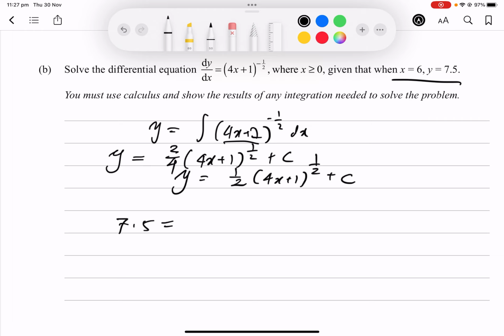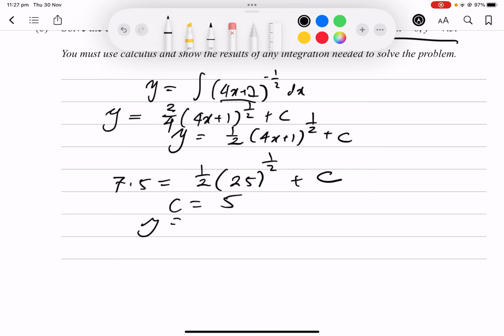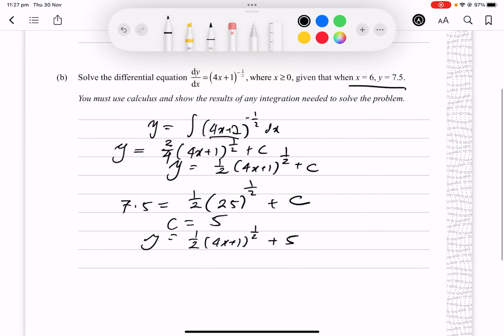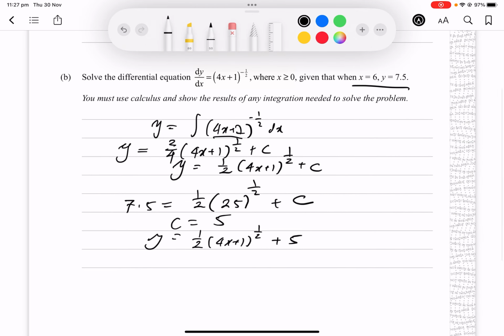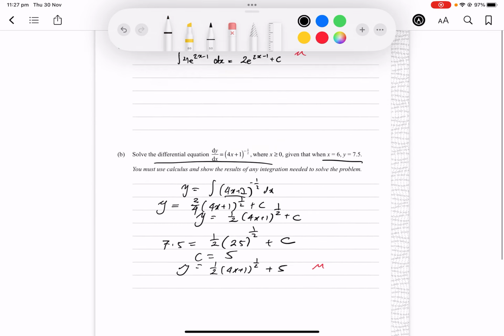So 7.5 equals to 1 half of, with x equals to 6, 25 to the power of 1 half plus c. In this case, 25 to the power of 1 half is 5. 5 divided by 2 is 2.5, so c is 5. So y is equal to 1 half of (4x plus 1) to the power of 1 half plus 5. And what else do we need to do? Okay, that's it. We solved the differential equation, so that's what we asked for. That should be another pretty straightforward achieved level question there.